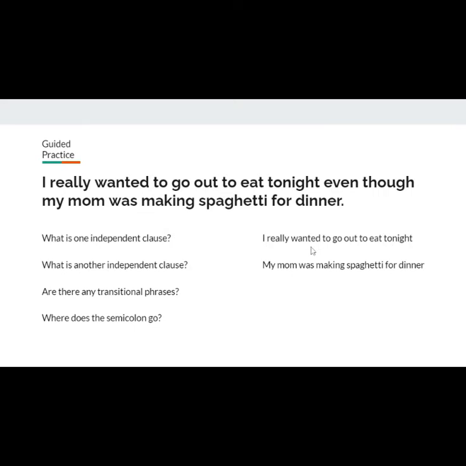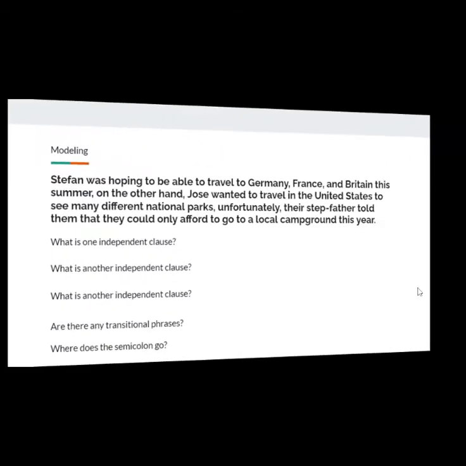Are there transitional phrases? Good. Even though. Where does the semicolon go? After tonight, right before even though. Yes, right before the transitional phrase. All right, now I'm going to do one.